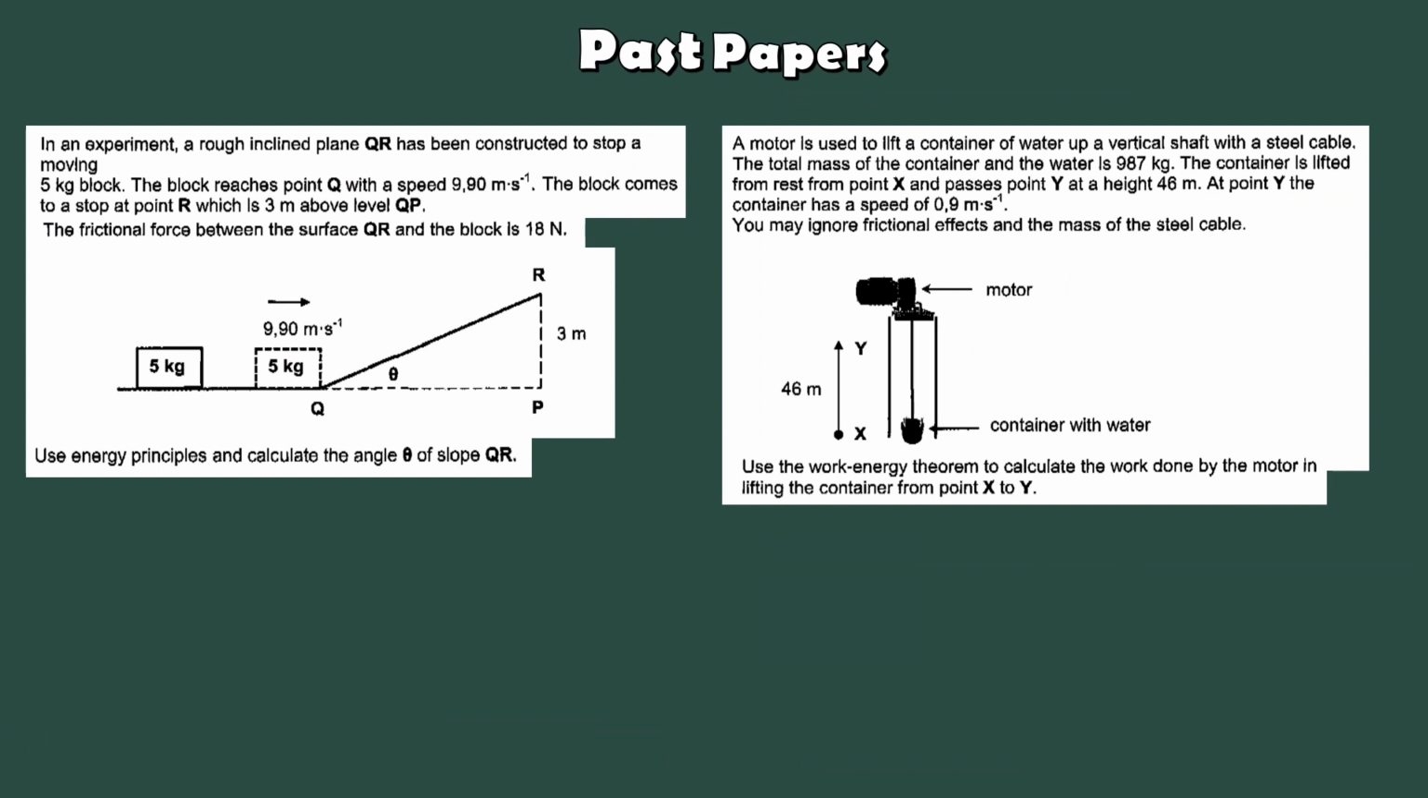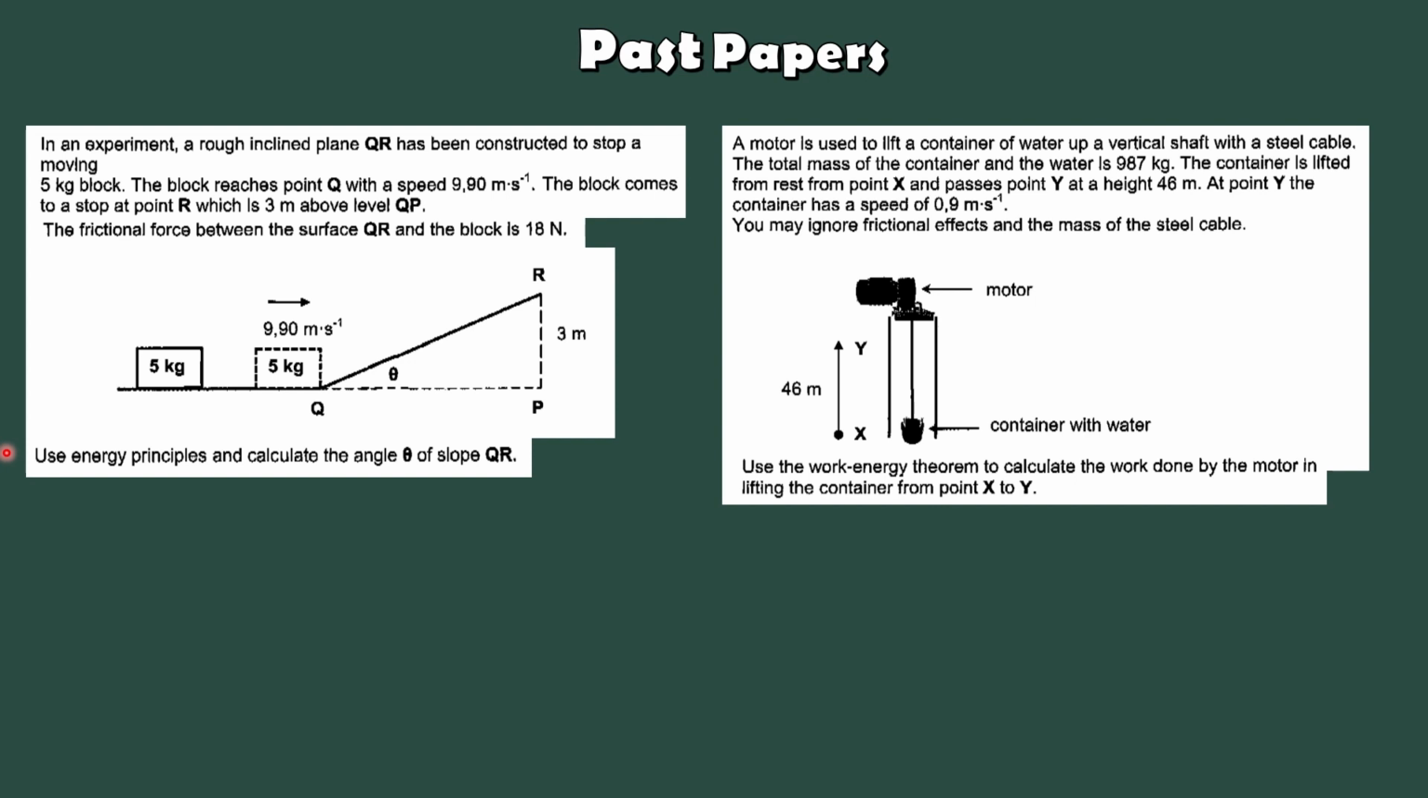The next past paper: in an experiment, a rough inclined plane QR has been constructed to stop a moving 5 kg block. The block reaches Q with a speed of 9,9. The block comes to a stop at point R, which is 3 meters above level QP. The frictional force between the surface QR and the block is 18 newtons. Use energy principles and calculate the angle theta of slope QR.